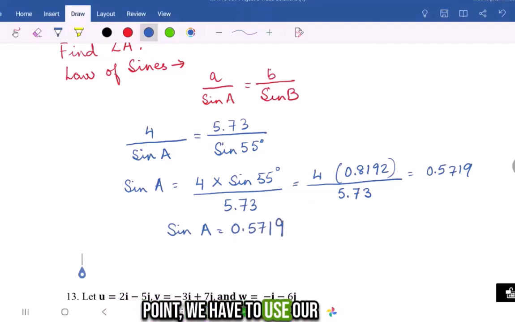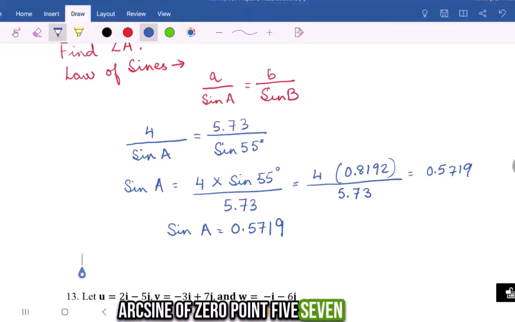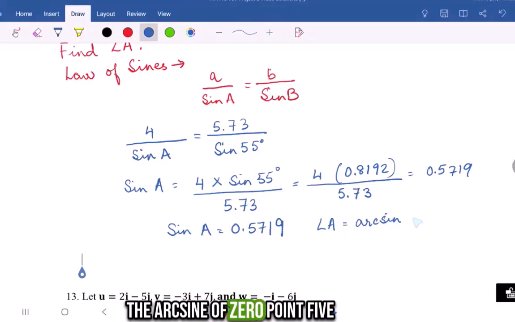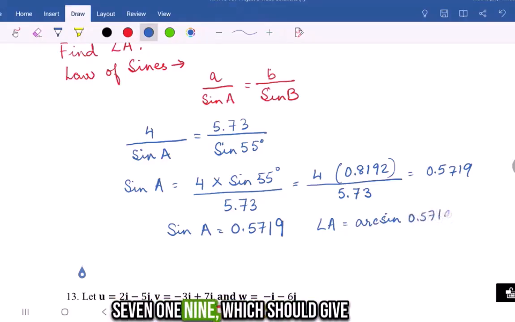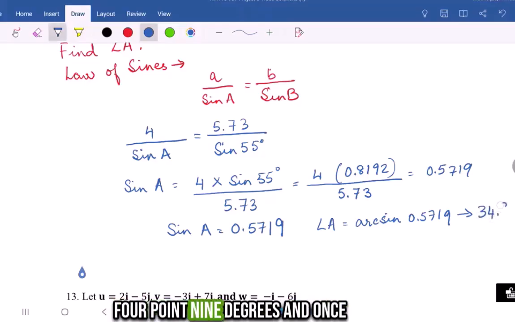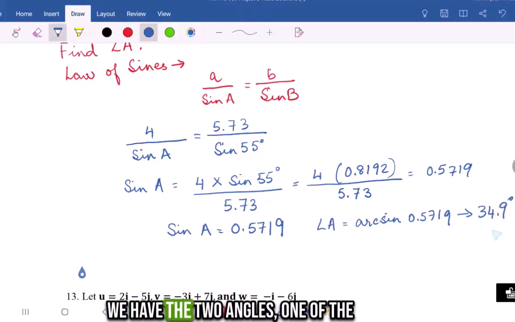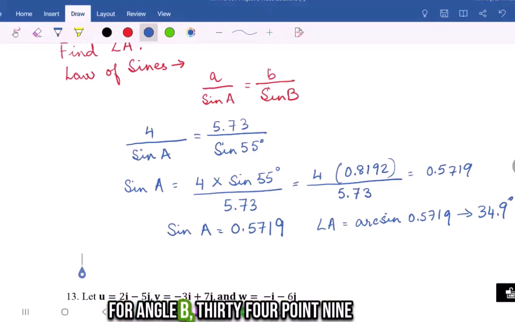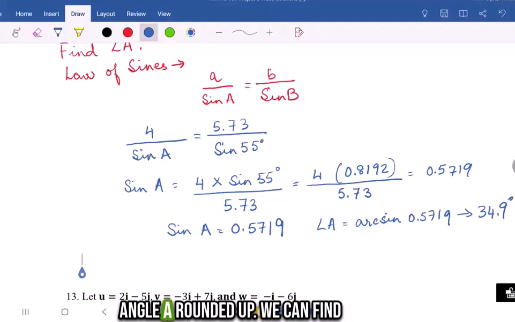At this point, we have to use our calculators to find arcsine of 0.5719. That will give us the measure of angle A. Therefore, angle A would be equal to the arcsine of 0.5719, which should give us an angle measure of 34.9 degrees. And once we have the two angles, one of the angles is now 55 degrees for angle B, 34.9 degrees or 35 degrees for angle A rounded up.